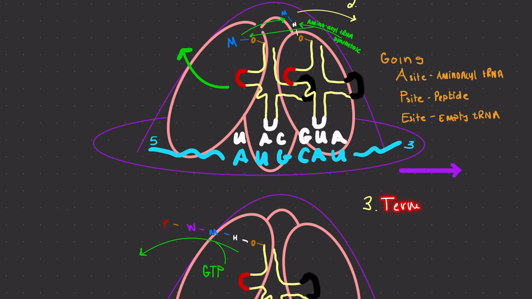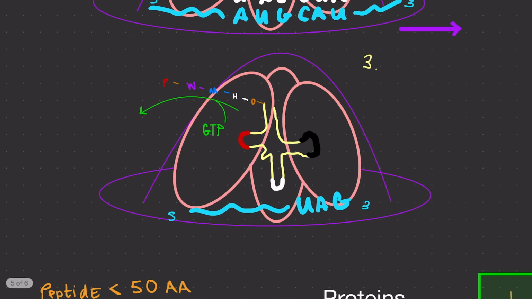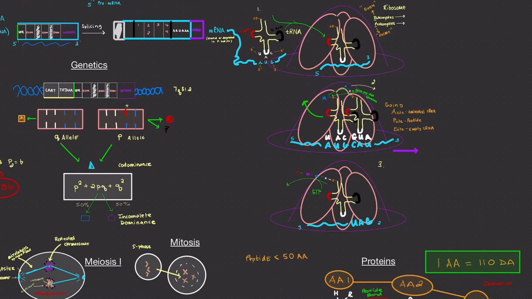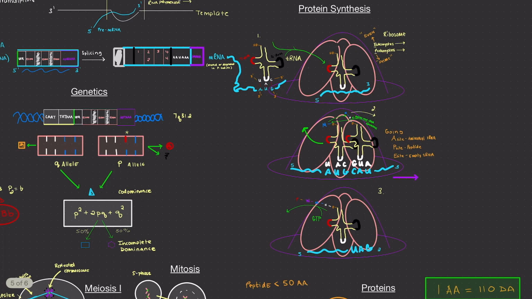GTP comes in, adds a phosphate, and you can remove the polypeptide chain. You can do this multiple times and get multiple polypeptides. They can come together, coalesce, and form a quaternary structure. Then you have chaperones that may facilitate folding of the protein in various different manners, depending on what the cell needs and what it is programming the protein to do.